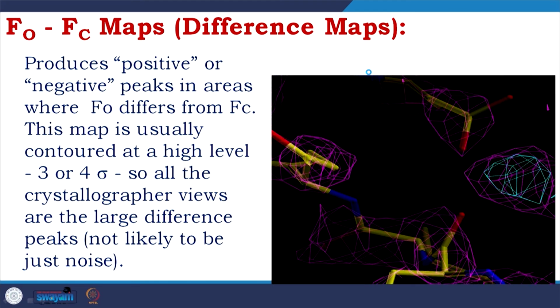Fo minus Fc map, I used to say F0, but it is Fo, Fc, produces positive or negative peaks in areas where Fo differs from Fc. This map is usually contoured at a high level. You get the contoured level by looking at the sigma value. So, all the crystallographers view the large difference peaks as not likely to be just noise. So, if you do it that way, you could see the actual electron density map and not the noise.